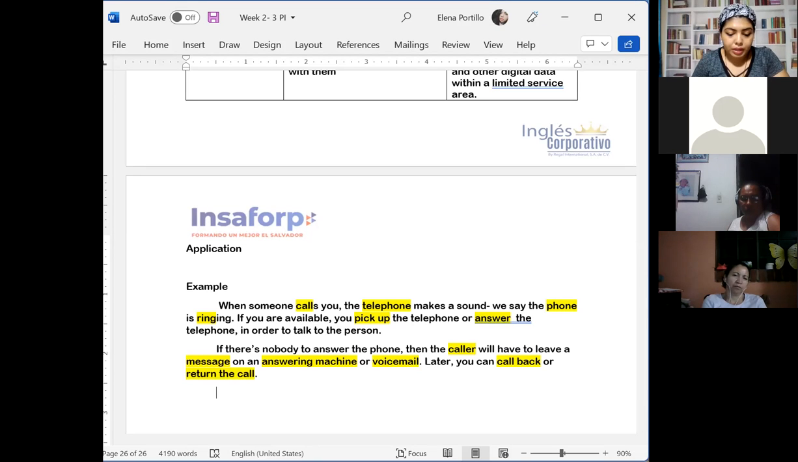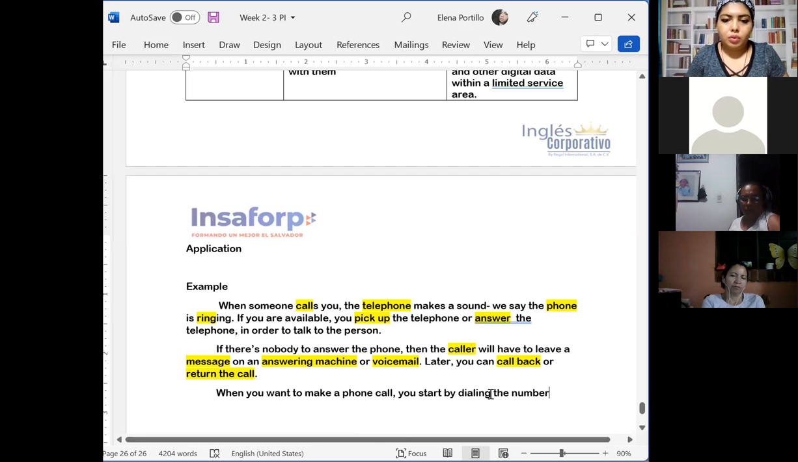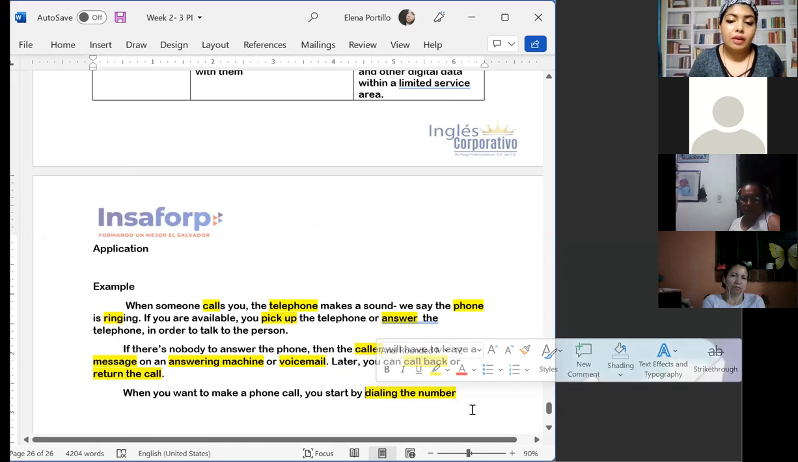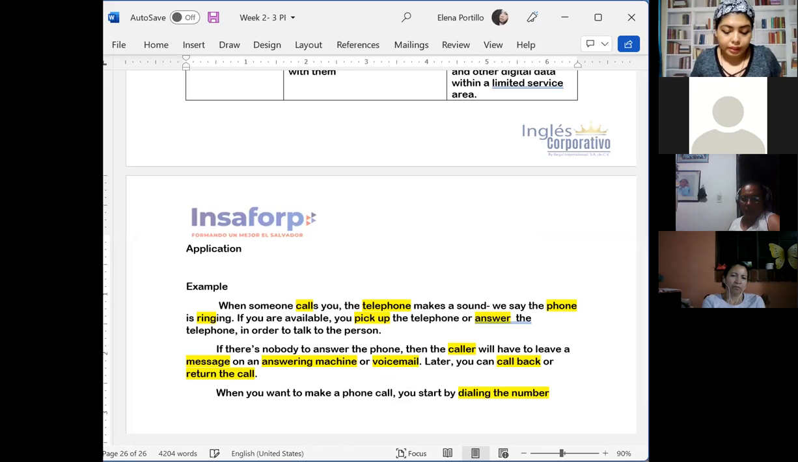Then we have another one and it says, when you want to make a phone call, you start by dialing the number. So we are going to mark this one because we were saying some examples of dialing and the meaning of dial in the vocabulary. So dialing the number.